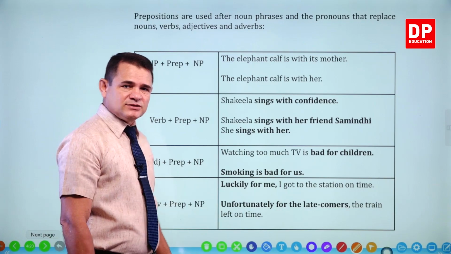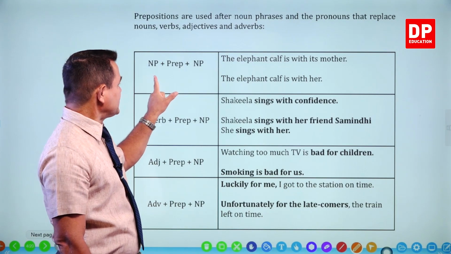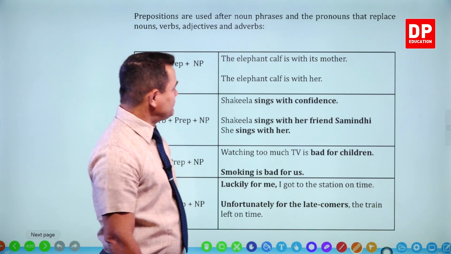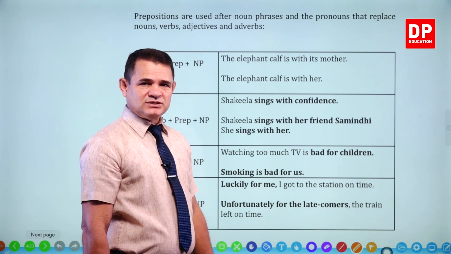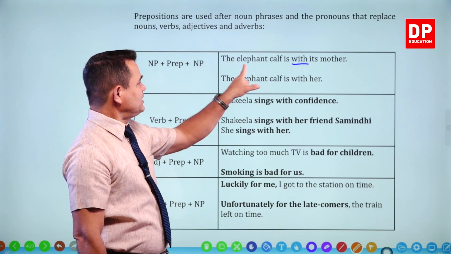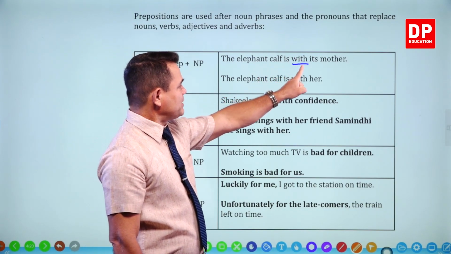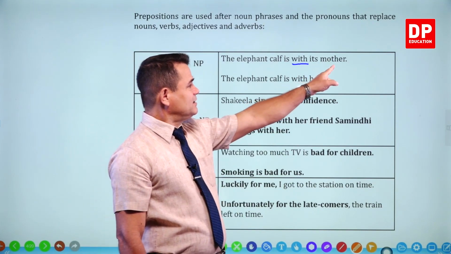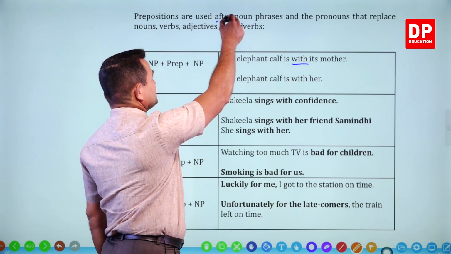Here now, these are the ways of using prepositions. Noun phrase, then the preposition, then again a noun phrase. Now look at the example. The elephant calf is with its mother. What is the preposition here? With. There is a noun phrase, elephant calf, then a verb, preposition, its mother. Its is, and there is another preposition, but before rather than after, here it comes before.